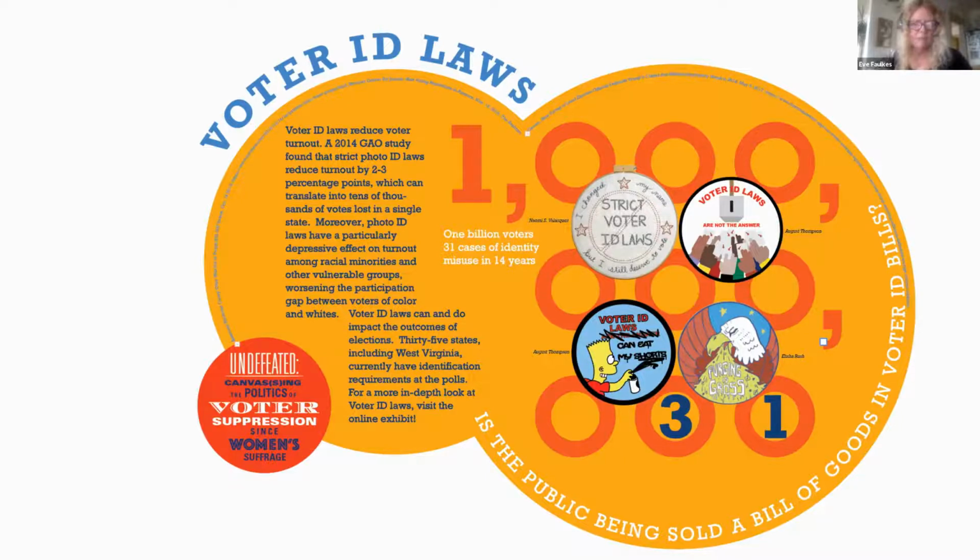Is the public being sold a bill of goods in voter ID laws? The copywriting play on word bill is redundant, like the circles. Students have to think of concept as being verbal and visual. Our minds constantly make connections and we can start the ball rolling. More circles.